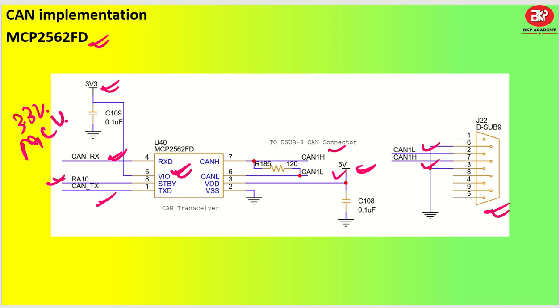So I hope you have understood the complete design stage and design techniques of these CAN transceiver ICs, MCP2561FD and MCP2562FD both. All right.